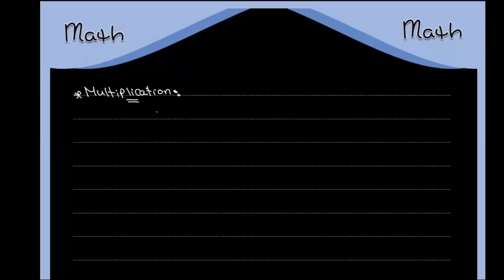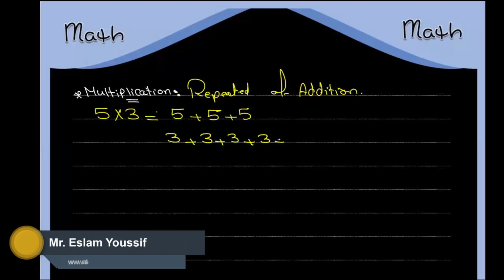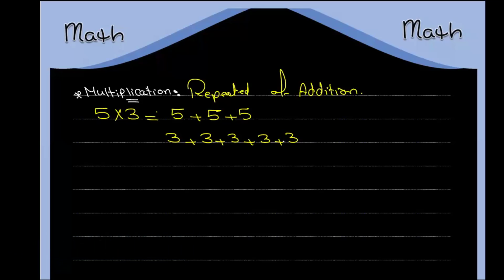Okay, so I will explain this part, then we can go to the next one. Multiplication is repeated addition. We just repeat the addition more than one time. So when I say 5 times 3, it means I need to repeat 5, 3 times in addition. So I can say that 5 times 3 equals 5 plus 5 plus 5, or 3 plus 3 plus 3 plus 3 plus 3. That's the meaning of multiplication is repeated addition. I just repeat the number in addition more than one time, and that can be converted to multiplication.